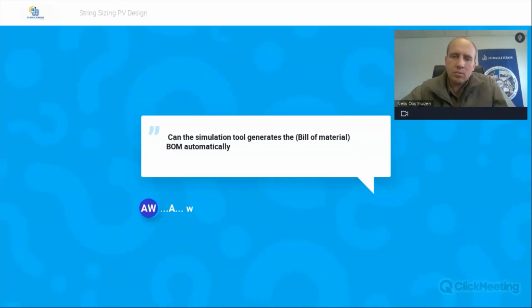But typically it will only give you your electrical things. So it would give you a bill of material for the inverter. It would give you a bill of material to say your number of panels and which panels. So it would give you total inverters, total panels. It would give you an estimate on your AC cables.